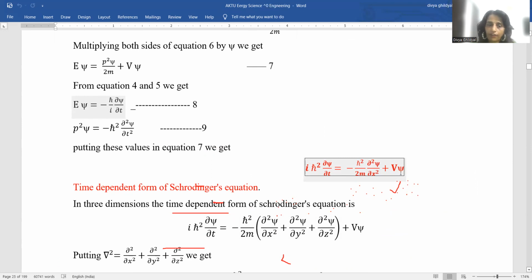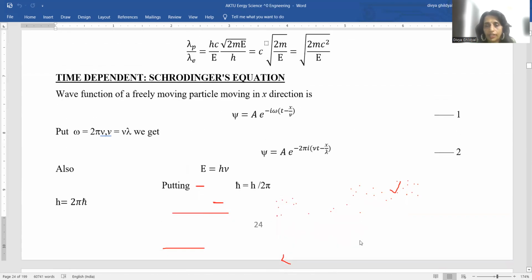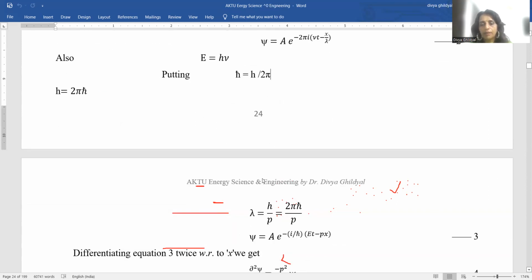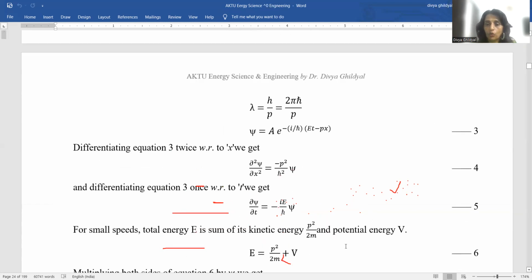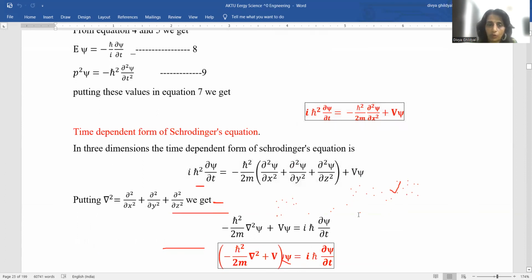Now, two questions are asked, time dependent and time independent. Please remember, this is not tough to derive. The only thing is that I am just substituting various terms in a much easier manner in my expression for wave equation. I am differentiating it, I am writing the expression for total energy and writing the Schrodinger equation.